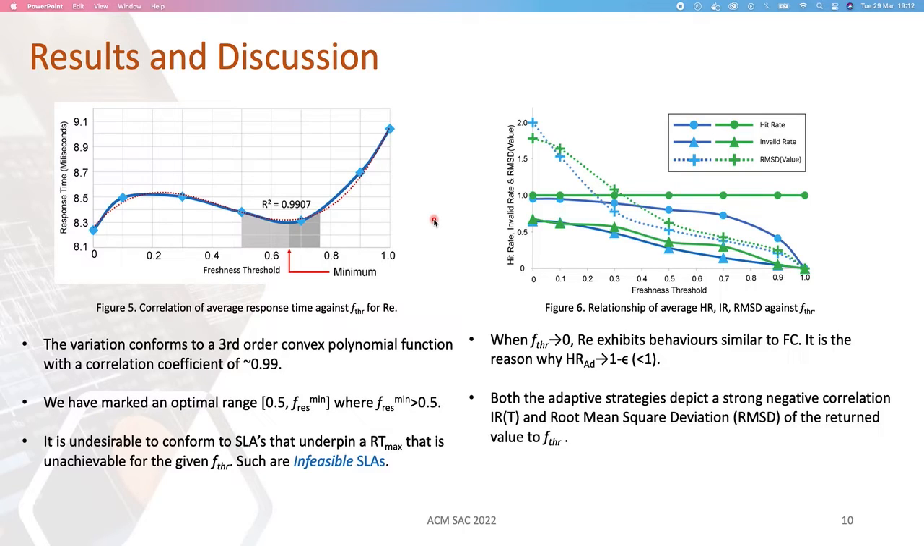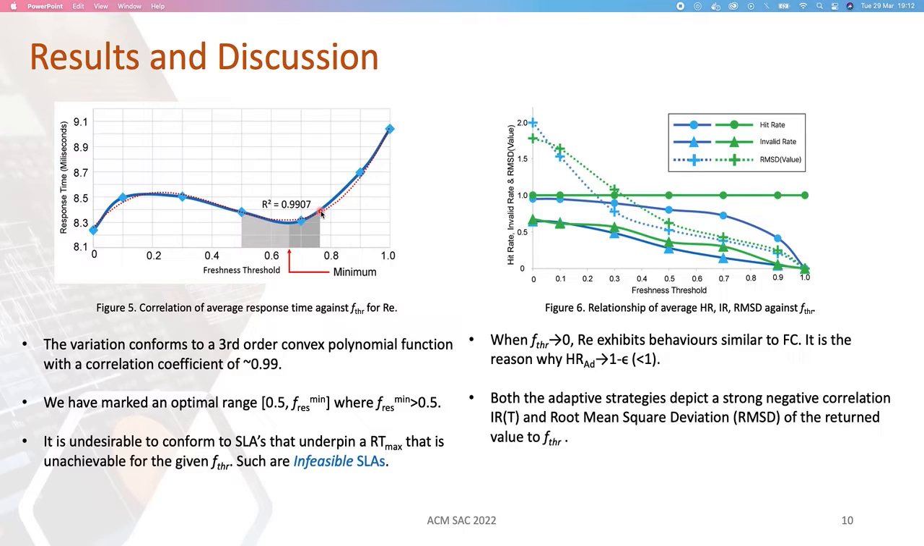As we show, it conforms to a third order polynomial function, and we mark this area to minimize the response time. Ideally, this range of the freshness threshold is what we like to refer to as ideal for achieving our efficiency goals. So we will later also show further evidence to this as well.